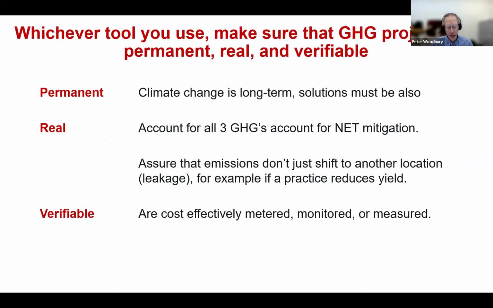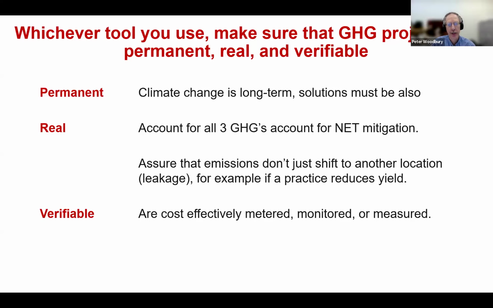So you have a lot of choices about which tools to use, and I just want to highlight some things I think are really important for any projects that are focused on reducing greenhouse gas emissions. We really want to be sure that these greenhouse gas reductions are permanent, real, and verifiable. So these are short words, but there's a lot associated with each of them. As I mentioned, in terms of permanence, climate change is a long-term issue, so the solutions also need to be long-term.